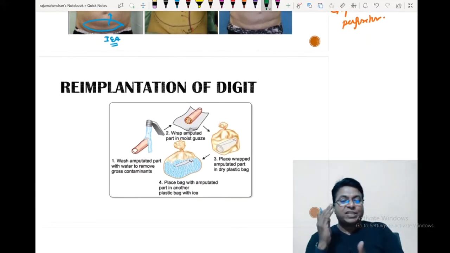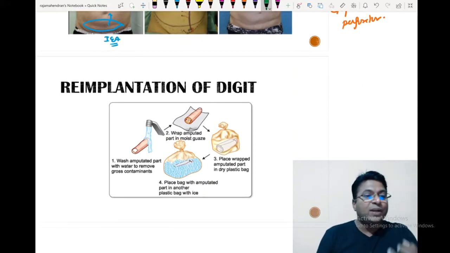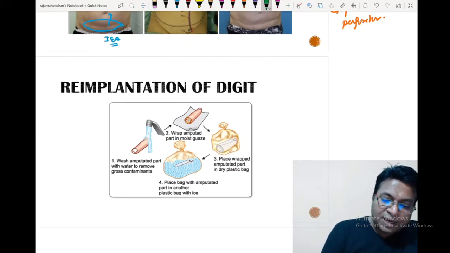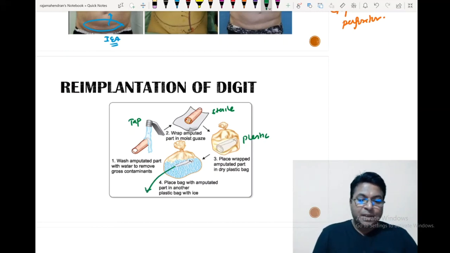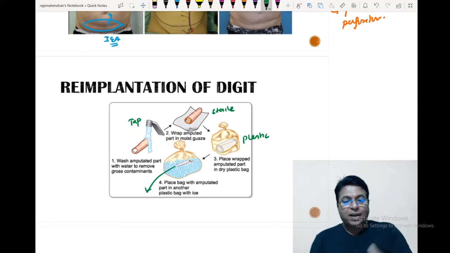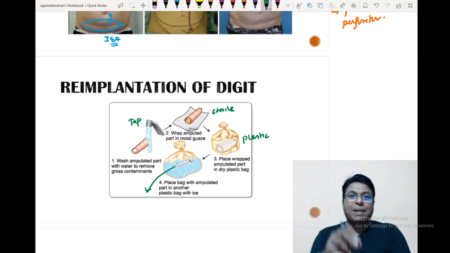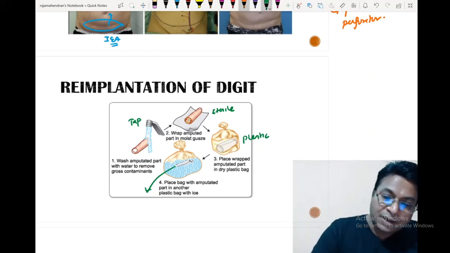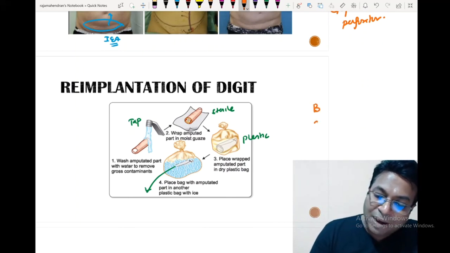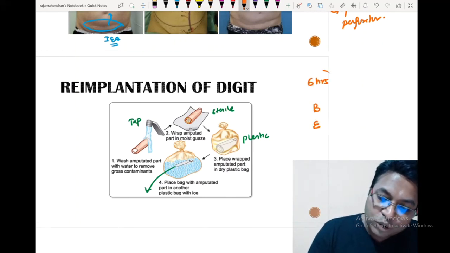Reimplantation of a cut digit. Can you see how you are going to bring the cut digit? A cut finger is first washed with tap water. Sterile gauze, you roll it and keep it in a plastic bag. Then only you should keep it in an ice bag. So this is how you should transport the finger. Wash in tap water, keep it in sterile gauze, put it in a plastic bag, and put that plastic bag in an ice container and refer to the plastic surgeon, who is going to reimplant it within 6 hours.